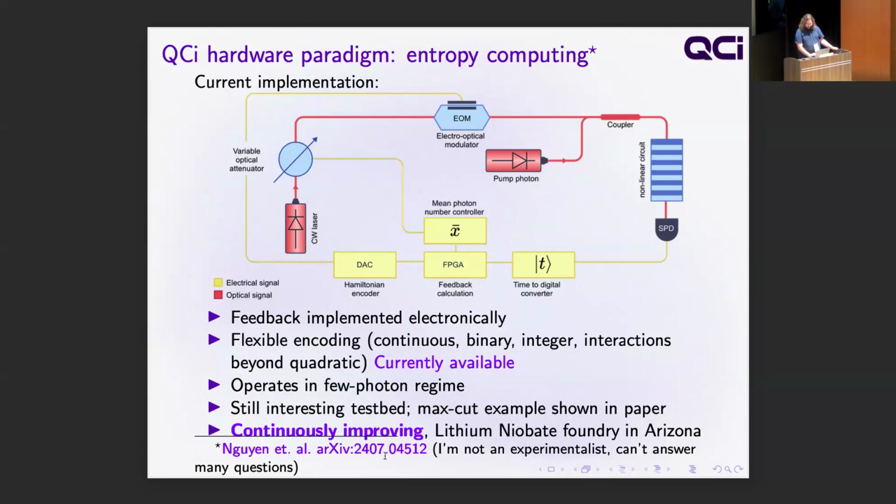There's a paper which gives some early experiments on this and shows a max cut example. The interesting thing about this is it has more flexible kinds of encoding. It's similar to a coherent Ising machine, but we use an amplitude encoding. So you can do continuous, binary, integer, and interactions that are beyond quadratic. So a lot of these good things that test drivers said you might want.